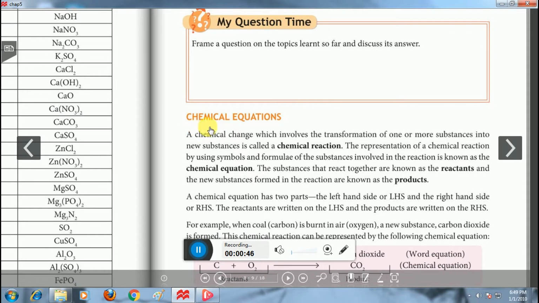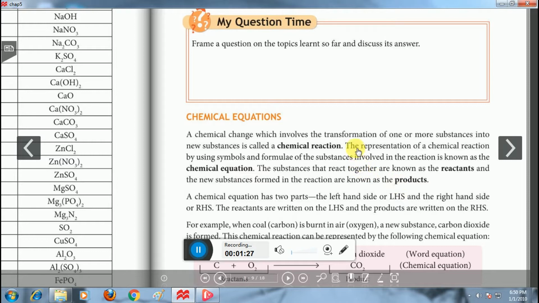Today our topic is chemical equations. A chemical change which involves the transformation of one or more substances into new substances is called a chemical reaction. So a chemical reaction is just a process for the transformation of reactants into new products. The substances which react together are known as reactants, and the new substances that are formed after the reaction are known as products.